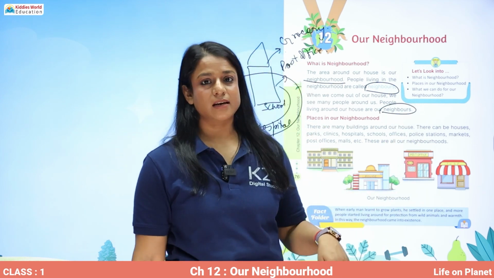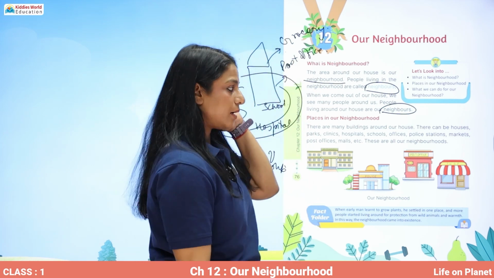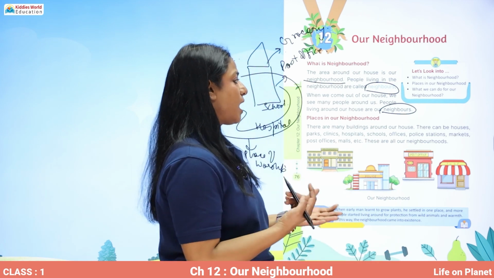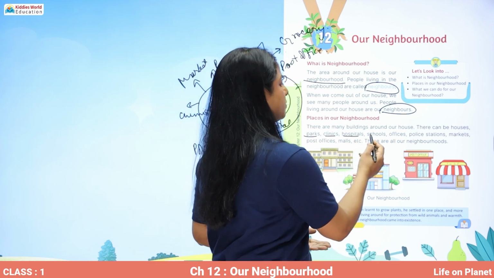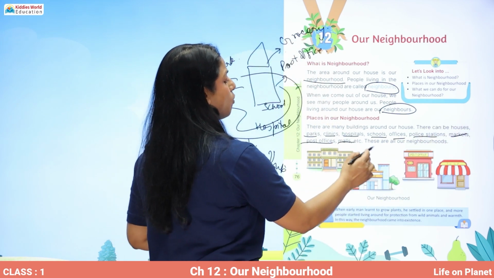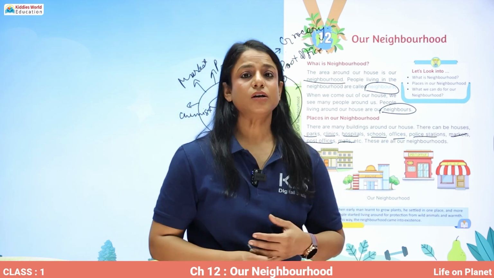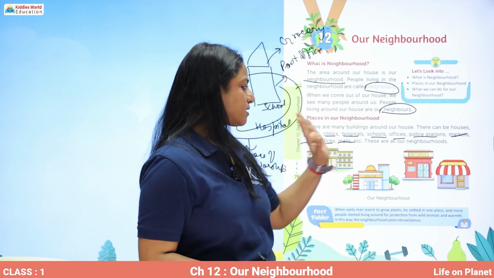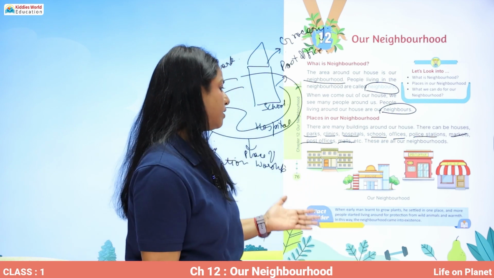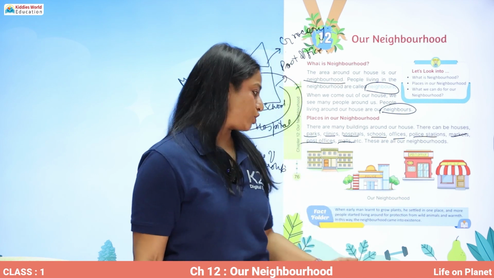Now, what are the places in our neighborhood? I just told you that there are so many places in your neighborhood. So there are many buildings around our house. There can be houses, park, clinic, hospital, school, office, police station, market, post office, malls, and these are all in our neighborhood. All right, so these are some pictures of the buildings which can be found in your neighborhood. A school, a police station, a post office, or a shop.